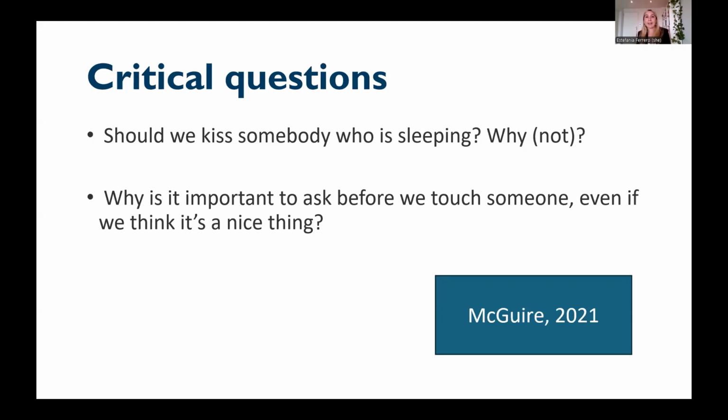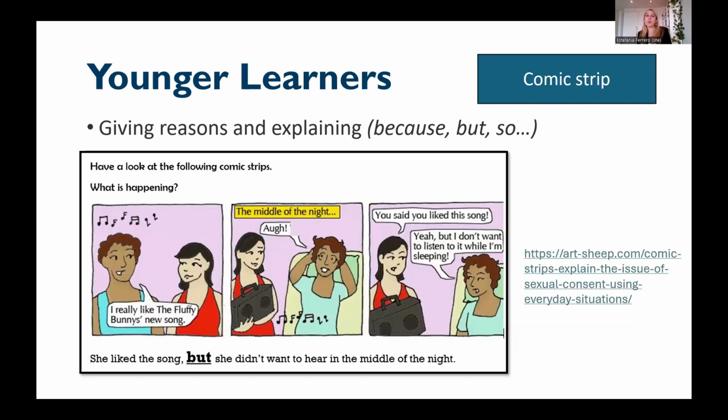Now, for younger learners, imagine that we're working with giving reasons and explaining. So perhaps we're introducing words like because, but, so, right? So perhaps instead of working with our typical examples, I don't know, Peter likes apples, but he doesn't like bananas, right? Of course, we can give those examples, but afterwards we can move on to juicy examples introducing these concepts.